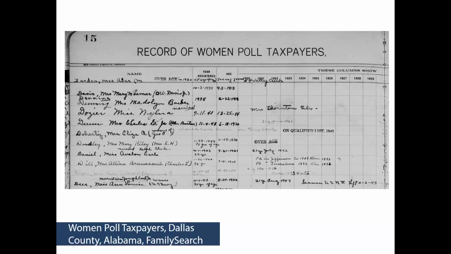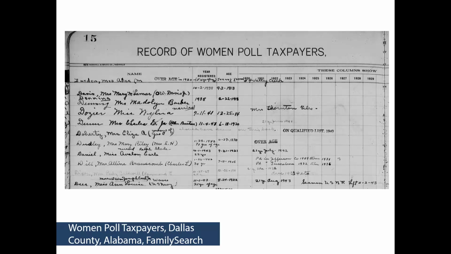This is actually a record of women poll taxpayers out of Dallas County, Alabama. And I really like this particular record because it gives you a lot of good information. It's giving information on what their names are. Sometimes it lists relationships, like Mrs. Eliza Doherty was a widow of a James.